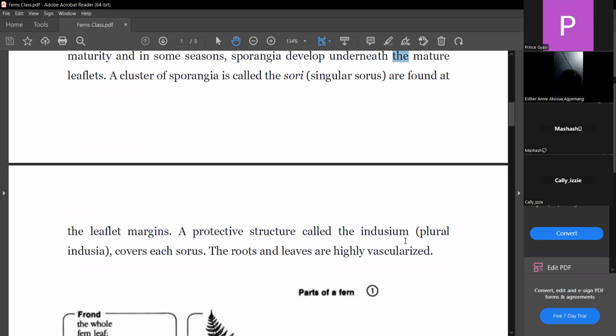Now, this cluster of sporangia, which we are calling the sori, has a protective structure known as the indusium, right? And so the plural will be indusia. This structure protects the sporangia from exposure to the environment, and it also helps in the dispersal of the spores during maturity.